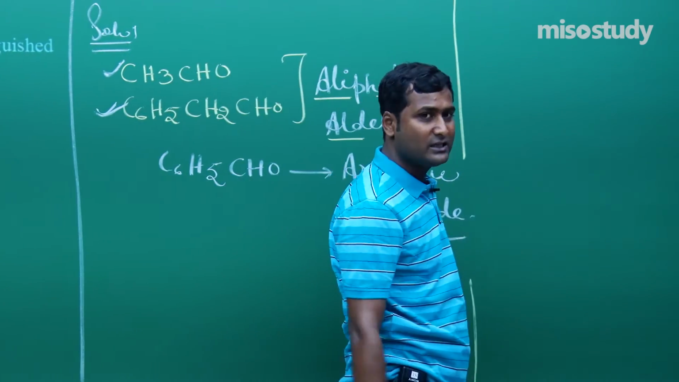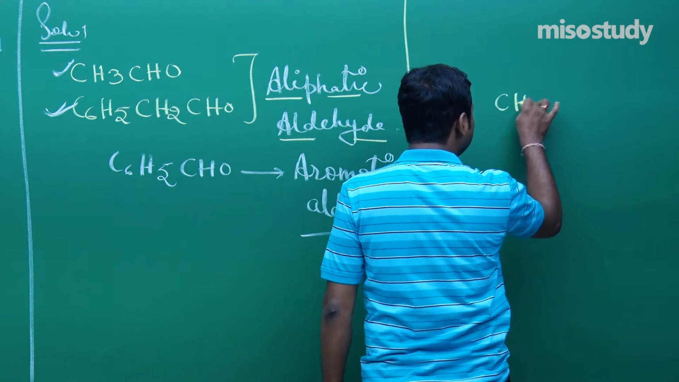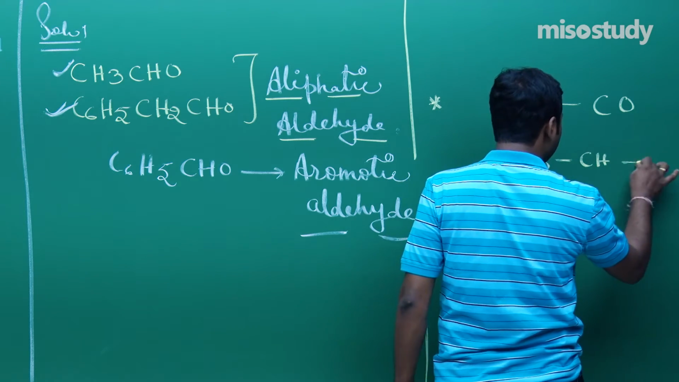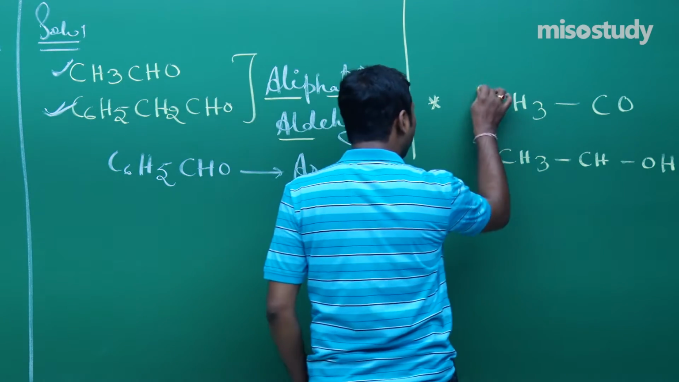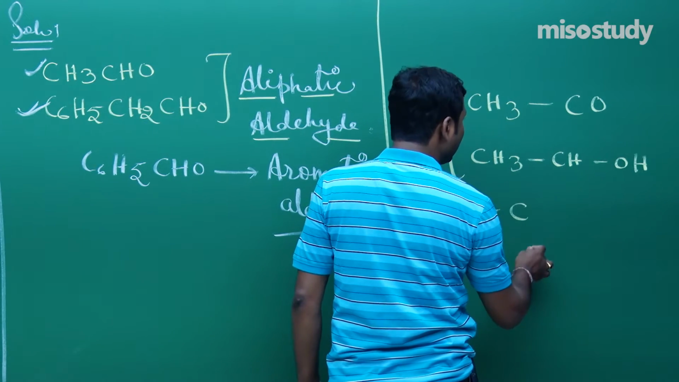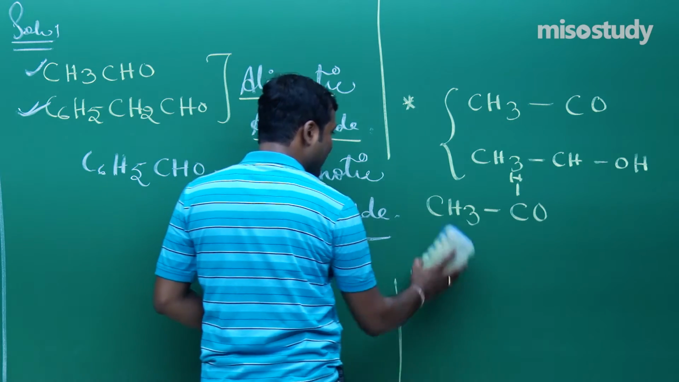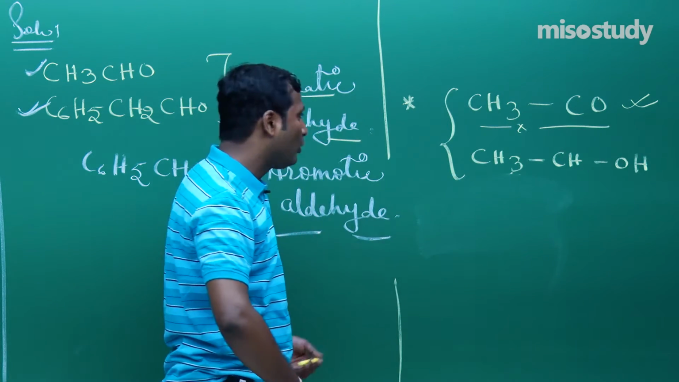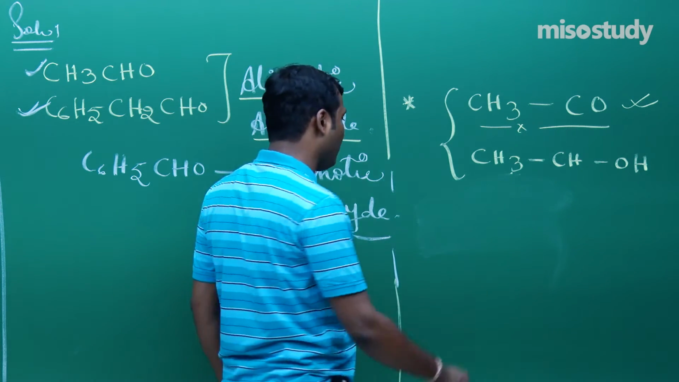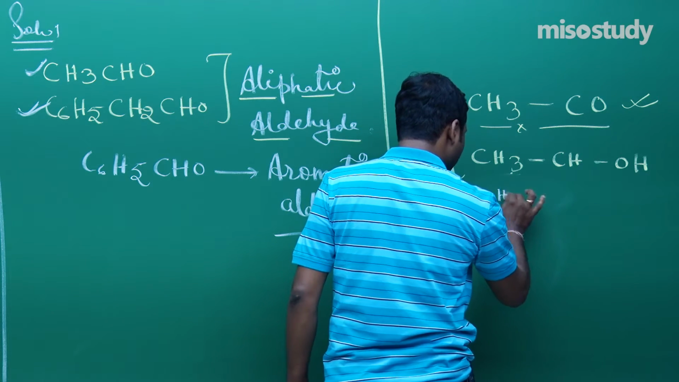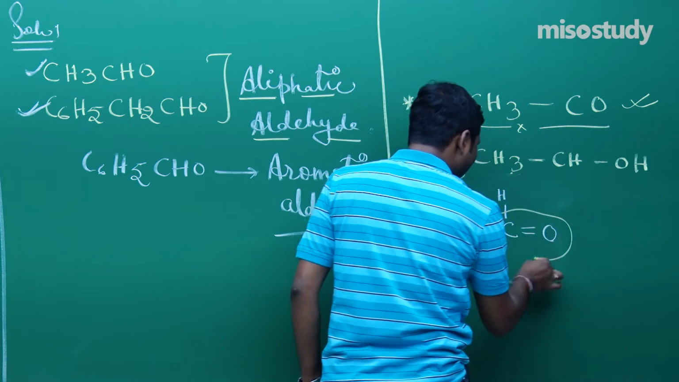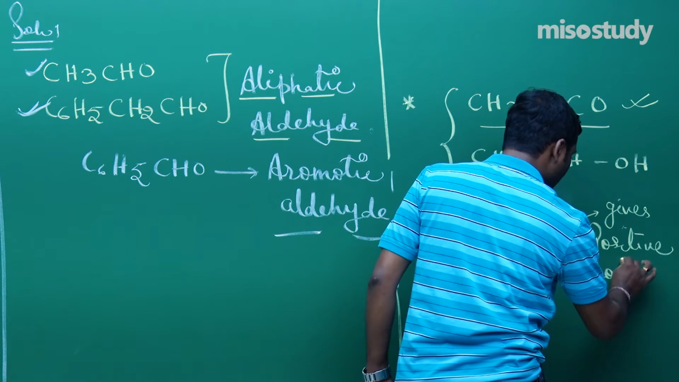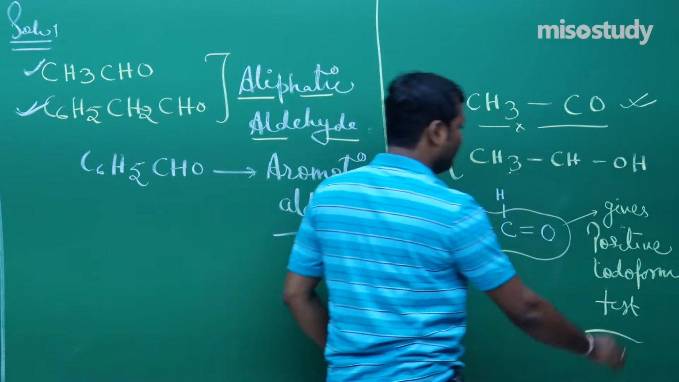As we know, the iodoform test is given by those carbonyl compounds which have a CH3CO linkage, or those alcohols which have a CH3CHOH linkage, like ethyl alcohol. In CH3CHO there is a CH3CO linkage. If there is a CH3CO linkage, then the carbonyl compound gives a positive iodoform test. So acetaldehyde gives a positive iodoform test.